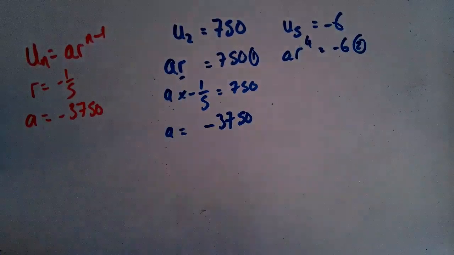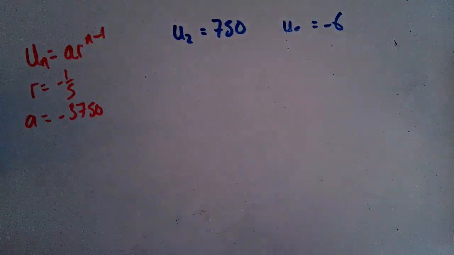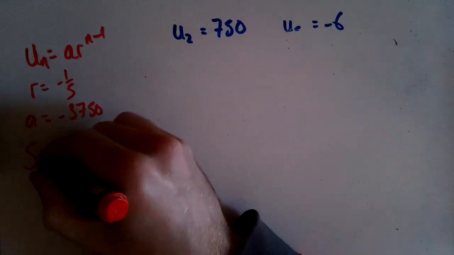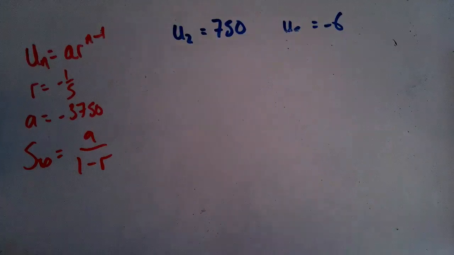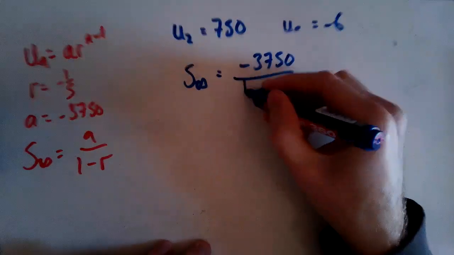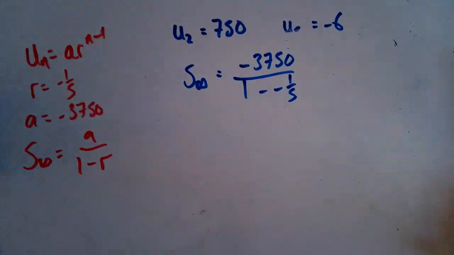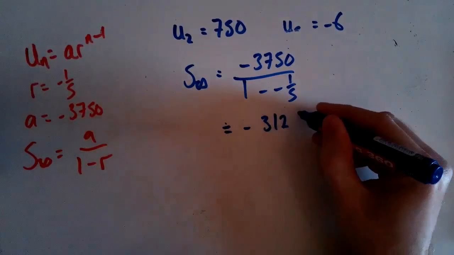And then part C says find the sum to infinity of the series. So just to double check, remember, I can only do the sum to infinity if r is between -1 and 1, and it is. So I haven't made a silly mistake there. So I need this formula. This is my knowledge, and you get given this in the formula sheet. So just sub it in. So S infinity is a over 1 minus r: -3,750 over 1 minus -1/5. And just type that in your calculator. And you should get -3,125.